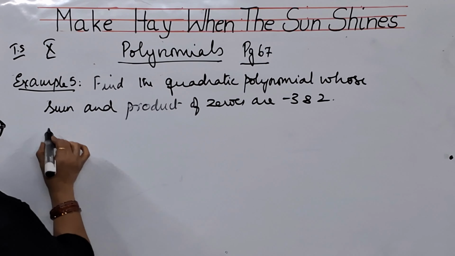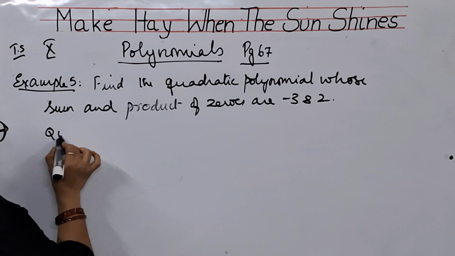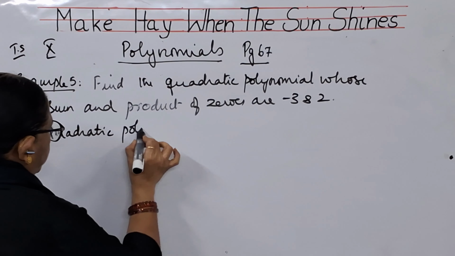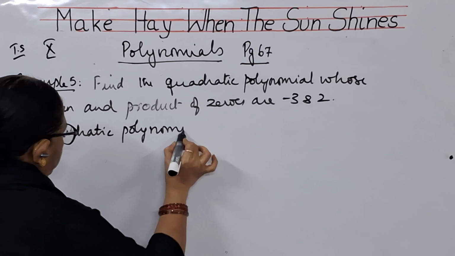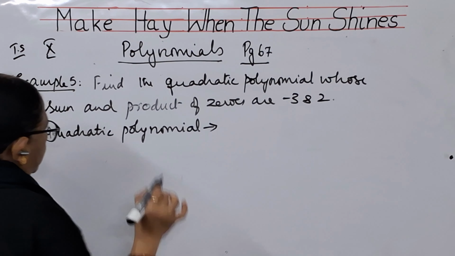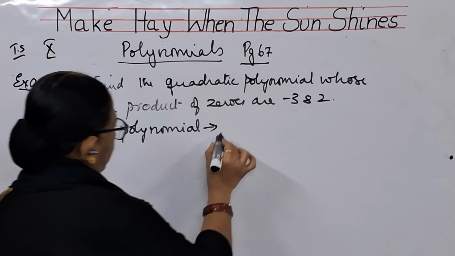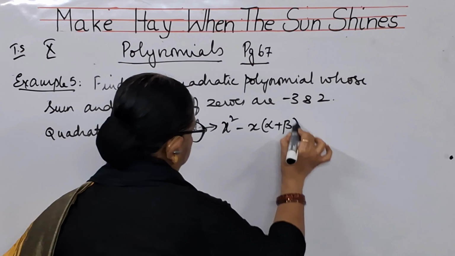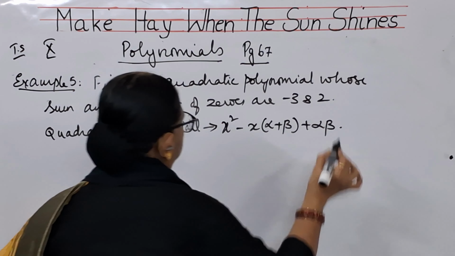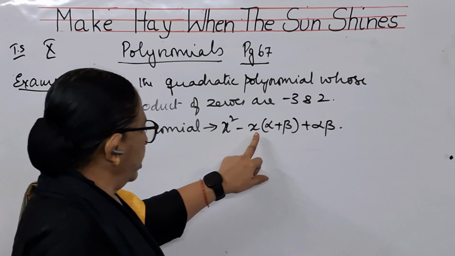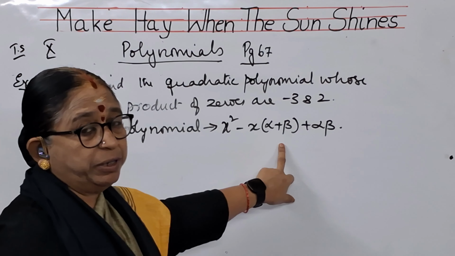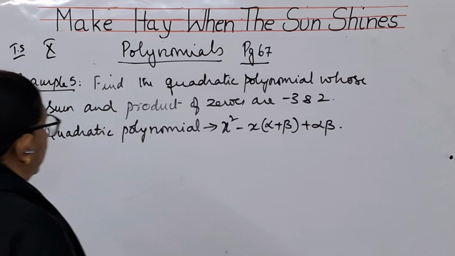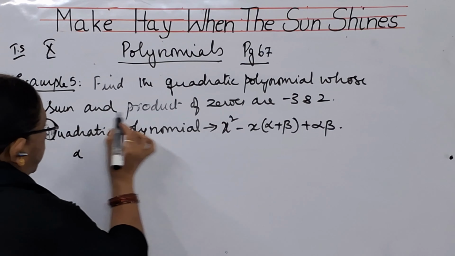So, any quadratic polynomial you will be getting by using the general formula, that is x square minus x into alpha plus beta plus alpha beta. X square minus x into alpha plus beta, sum of the roots, plus alpha beta. This you should remember, children. In the problem, they have given sum and product.